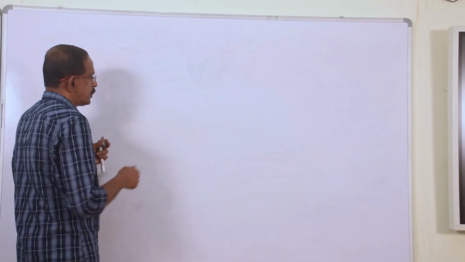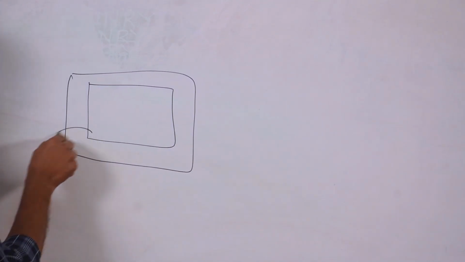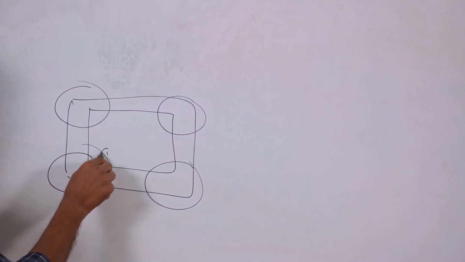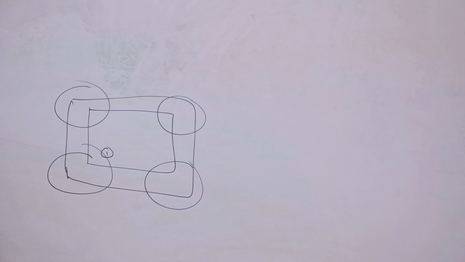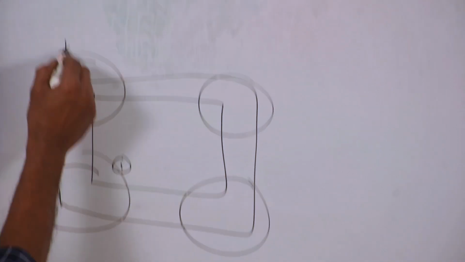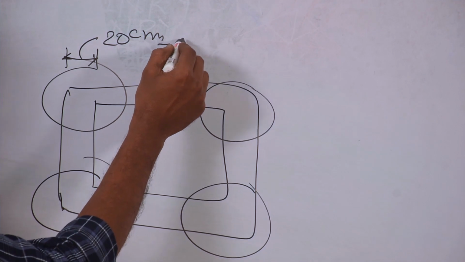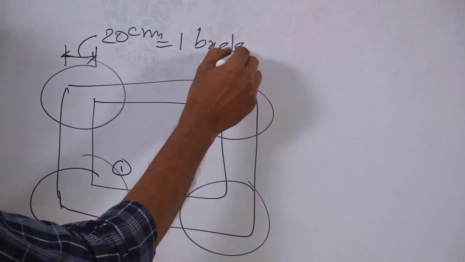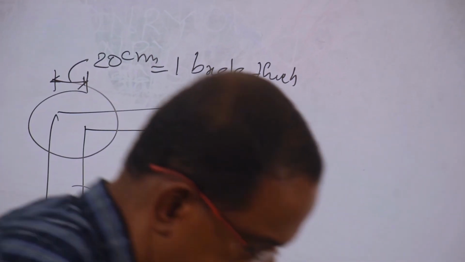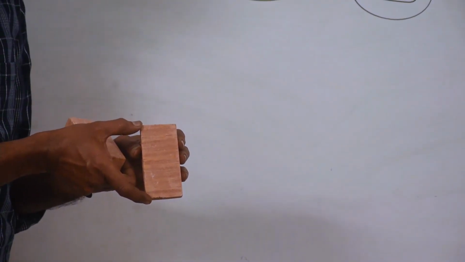If you consider a room, there are four corners. First corner, second corner, third corner and fourth corner. Now consider this first corner. How to construct this corner using English bond and Flemish bond? This is called the thickness of the wall. Usually that thickness is 20 centimeter. You can also say that is one brick thick. This much is one brick thick, that is 20 centimeter.